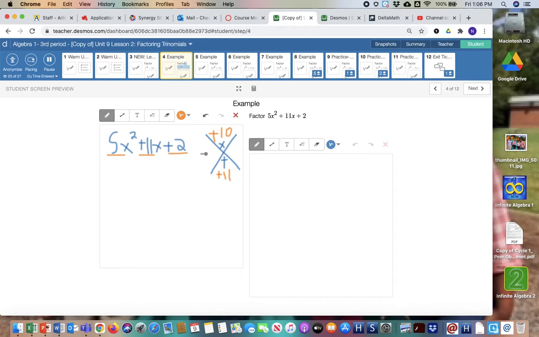When you add, you get positive 11. Well, pretty quick, I hope, you would come up with positive 1 and positive 10. When we get to harder numbers here in a couple, I'll show you how to use the calculator to help you, but you could use it at any point in time.